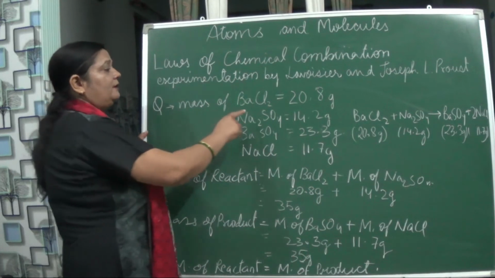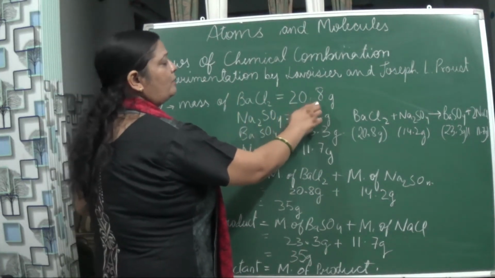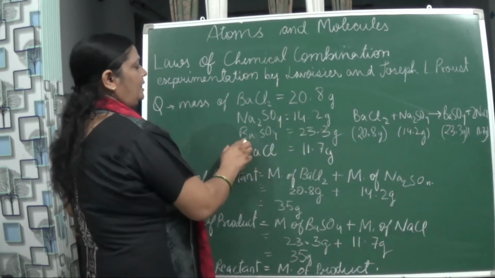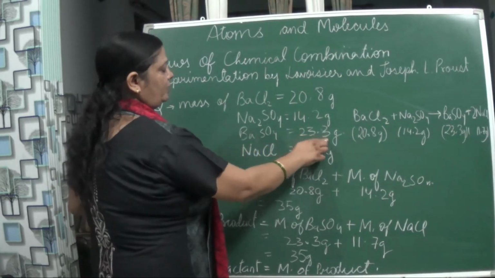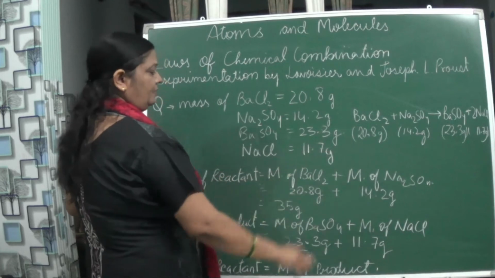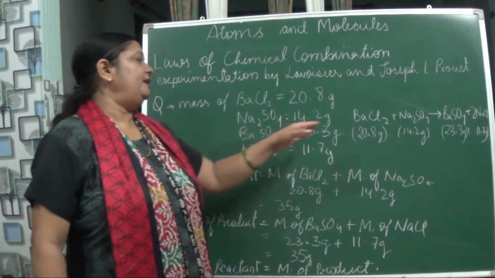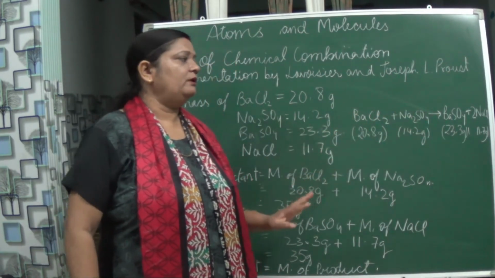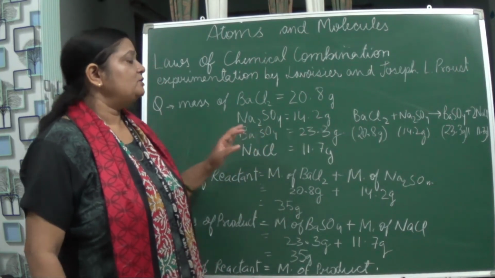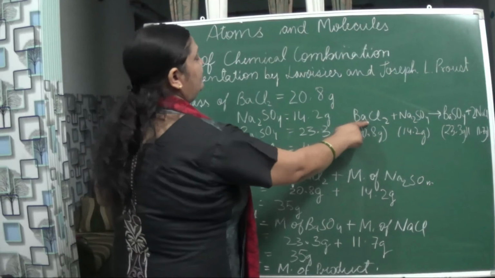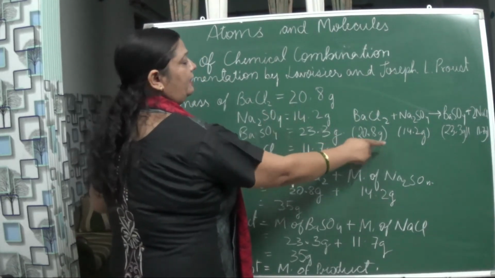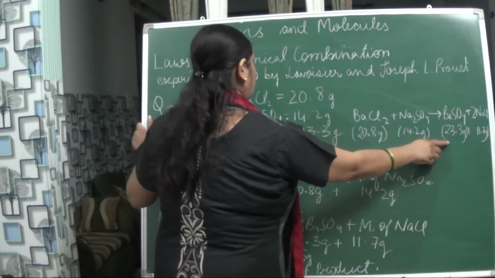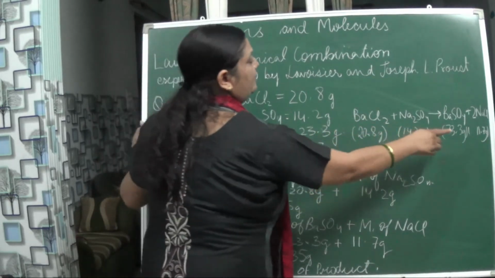In the question it is given, barium chloride is equal to 20.8 grams. Sodium sulfate is equal to 14.2 grams. Barium sulfate is equal to 23.3 and NaCl is 11.7. Actually, what happened over here? Barium chloride and sodium sulfate react to form BaSO4 plus 2 NaCl. So here the weight of barium chloride is given as 20.8, sodium sulfate 14.2, barium sulfate 23.3 and sodium chloride 11.7.